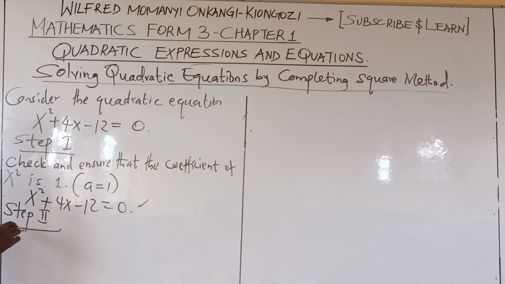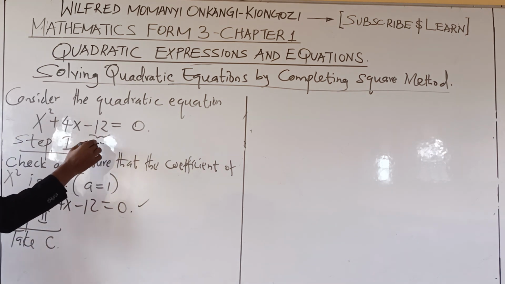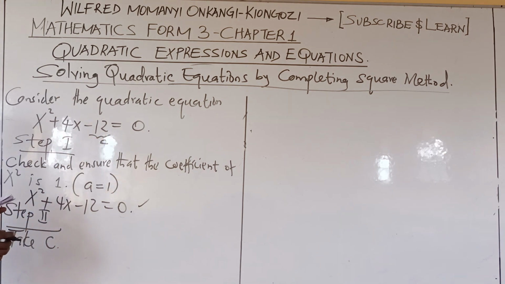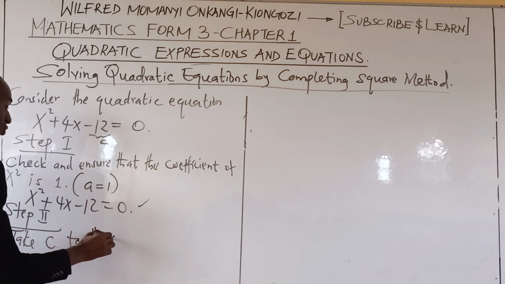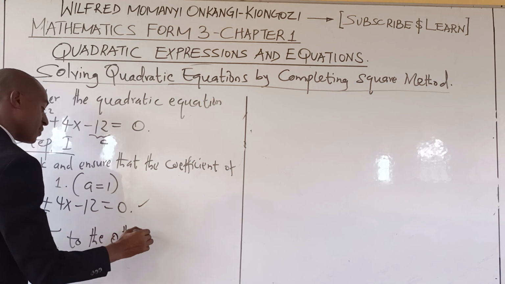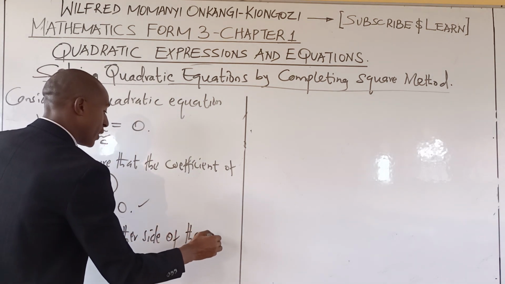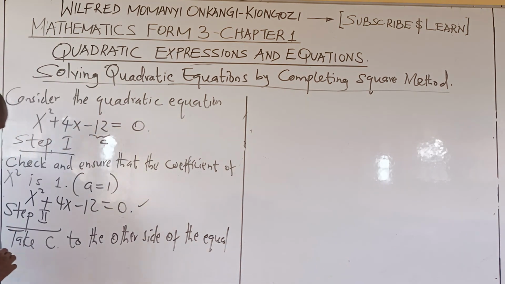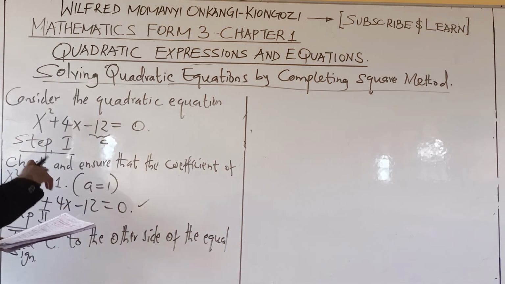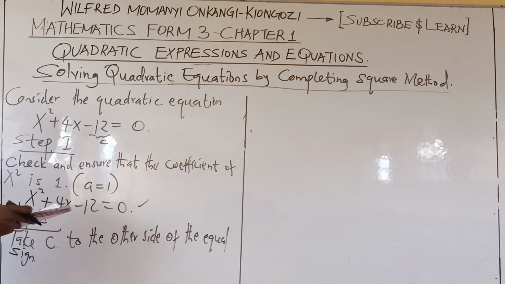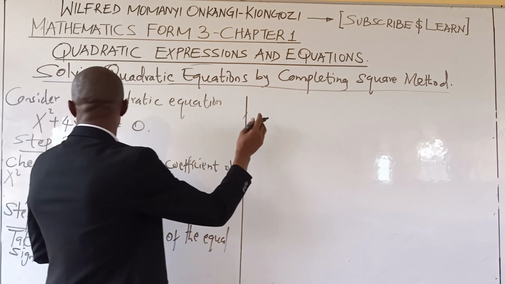Take C, and our C here is negative 12. Take C to the other side of the equal sign, and you carry along with it its sign. There is a way it will change.